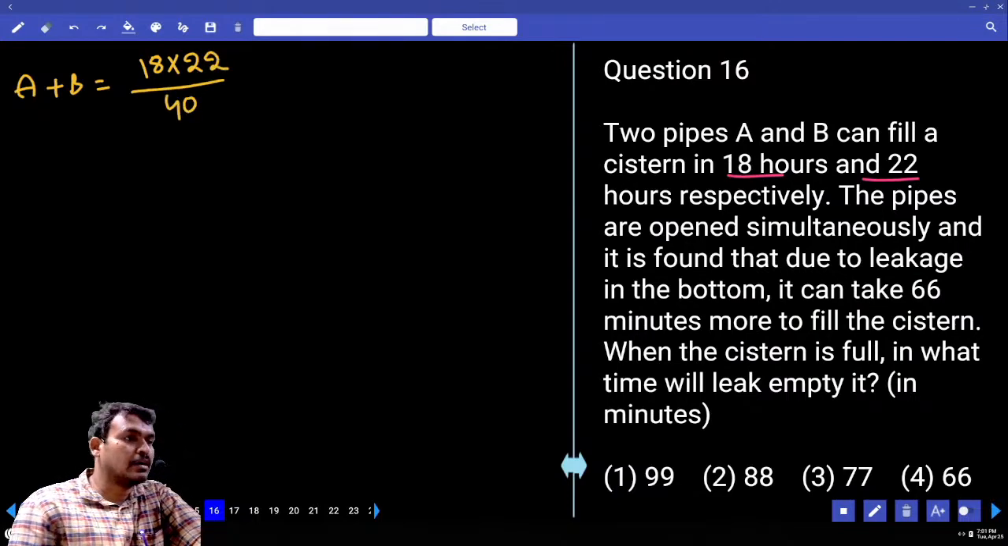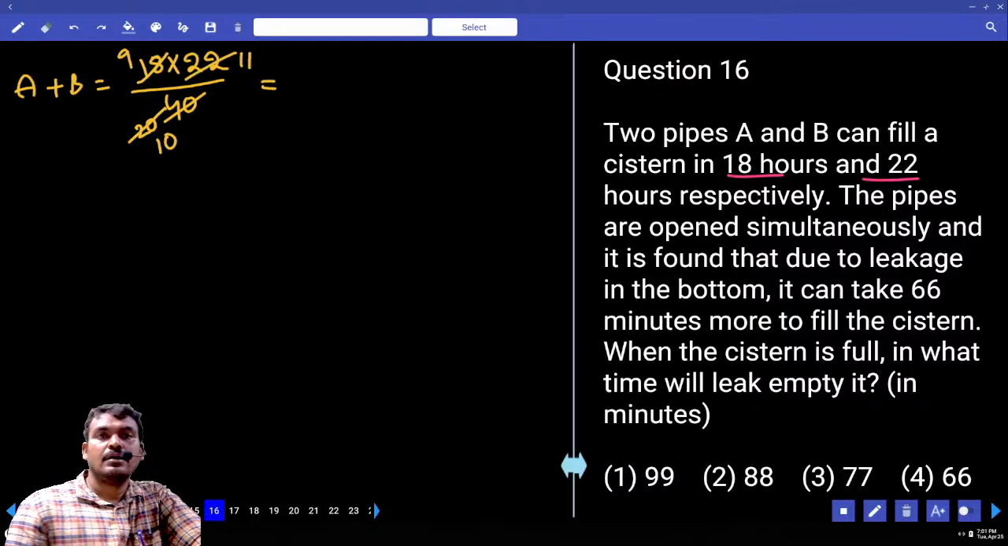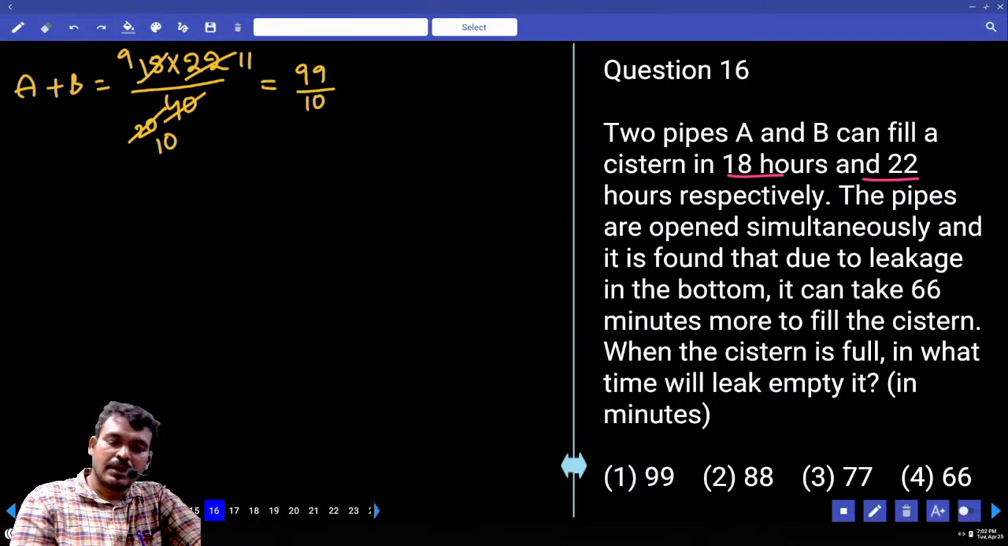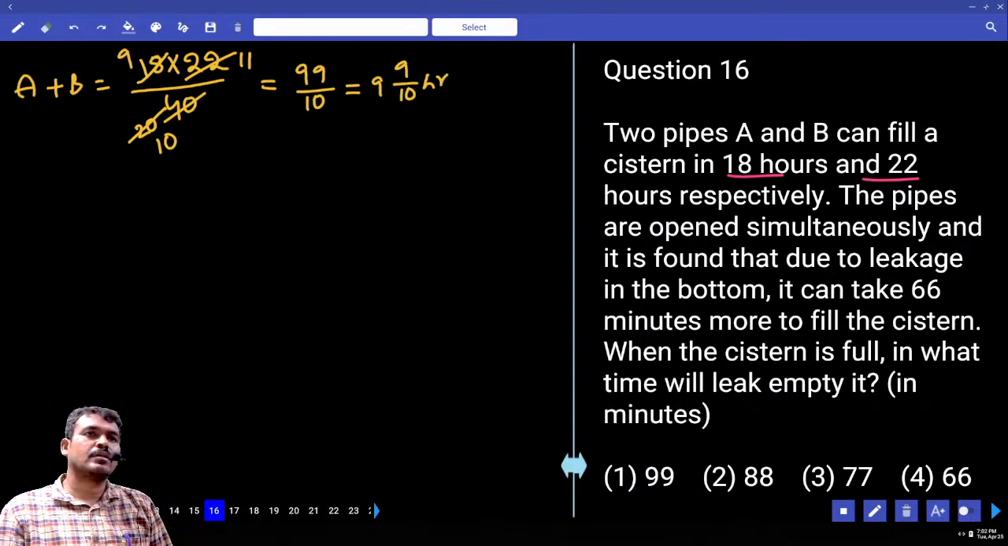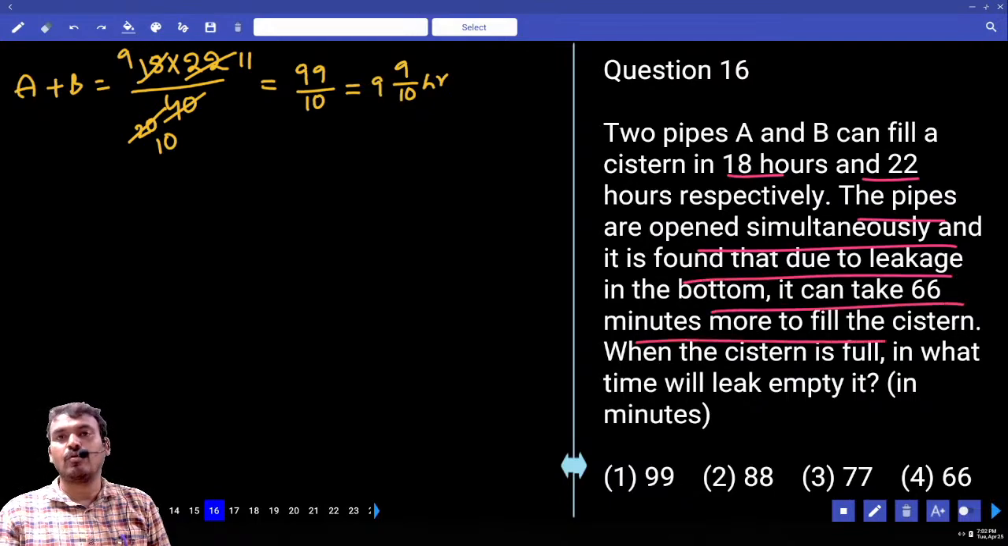How much? 40. 2 how many times? 9. 2 how many times? 20. Again 2 how many times? 10. 2 how many times? 11. It is 9 into 11, 99 by 10. It is also written as 9 by 10 hours. Is it including leakage or without leakage? Without leakage. But including leakage, how much time is extra taken? 66 minutes more or less?